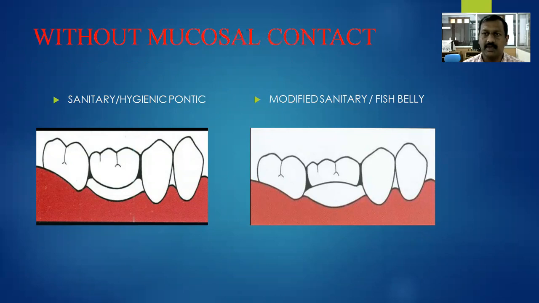There are certain situations in which we give pontics without mucosal contact. These are the sanitary or hygienic pontics. As the term specifies, the hygiene of the area can be preserved. When there is space, the patient can brush, or if any foodstuff gets inside the pontic area, it can be brushed or washed out. Again, there is the modified sanitary or fish belly pontic. This is the same sanitary design, little modified so that the contact area is larger and nothing will get into that space; whatever foodstuff gets in will be washed away.